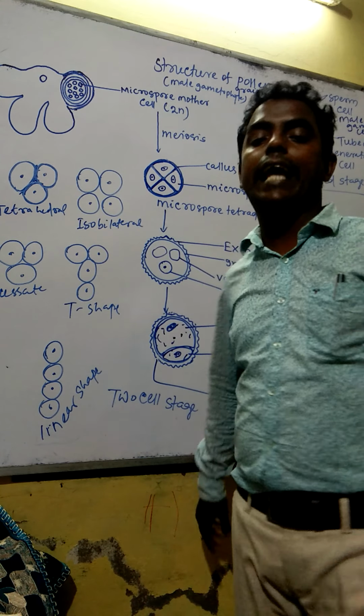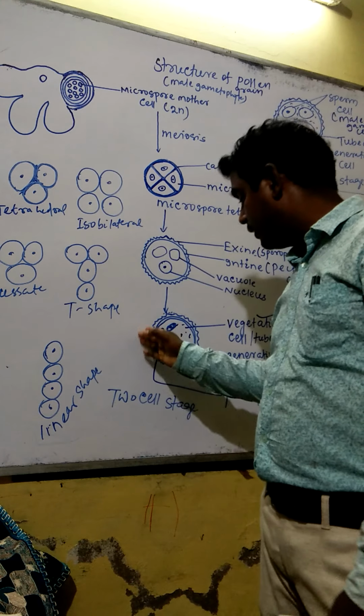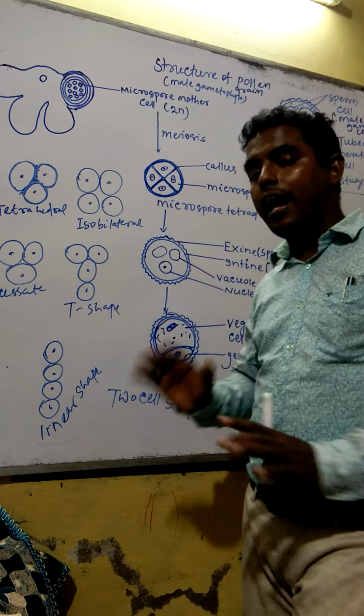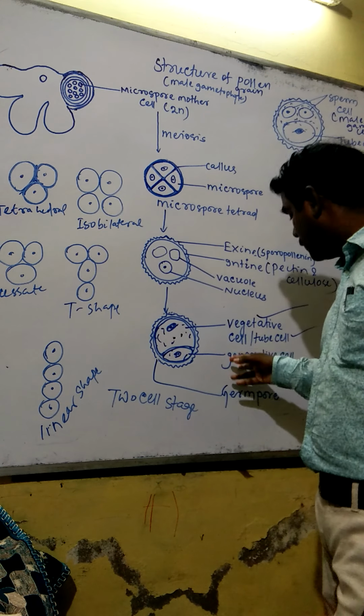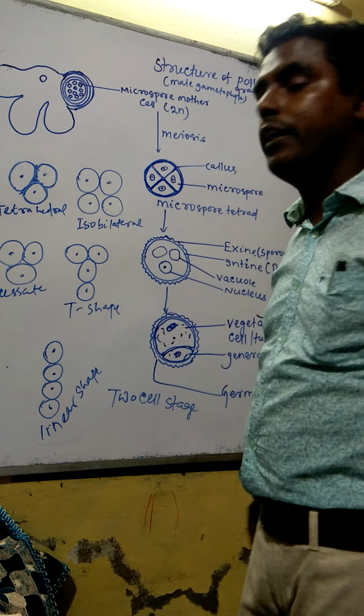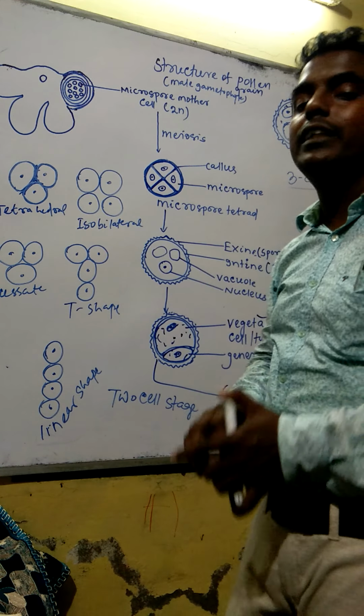In 60% of angiosperms, the pollen grain is released from the anther at this two cell stage. And in the other 40% of angiosperms, the generative cell again divides to form two sperm cells or male gamete cells.